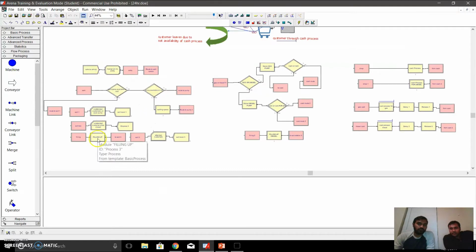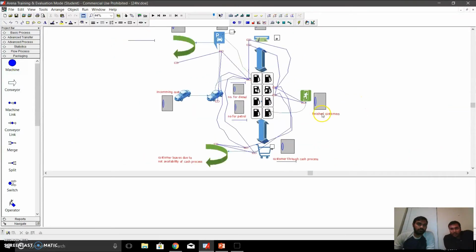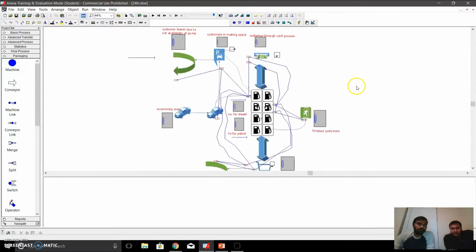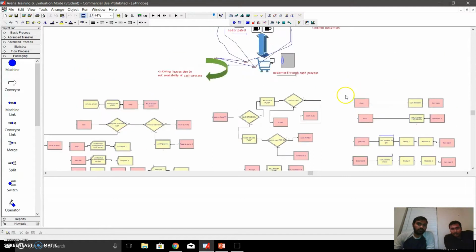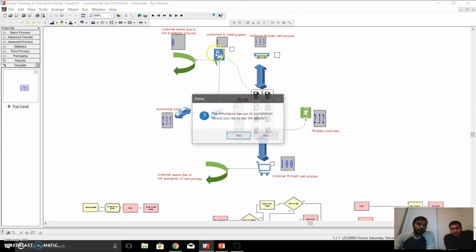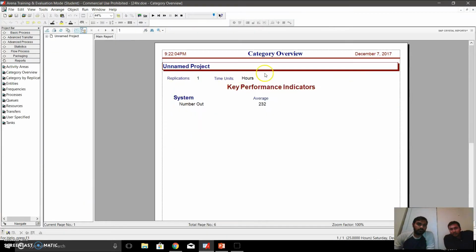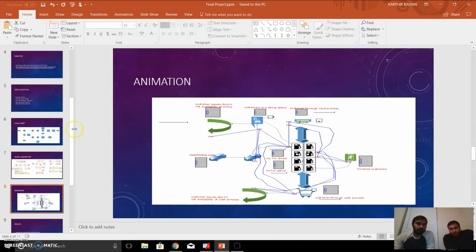This is the model which we have modeled, like I said before. And this is the animation which we have used for this model. This animation was designed in Microsoft Visio and imported in Arena. So let us run the model and see what the result is. As you can see, the number of replications is 1, and the average number of customers served was 232. Like I said, that was just for one replication, which is not enough.